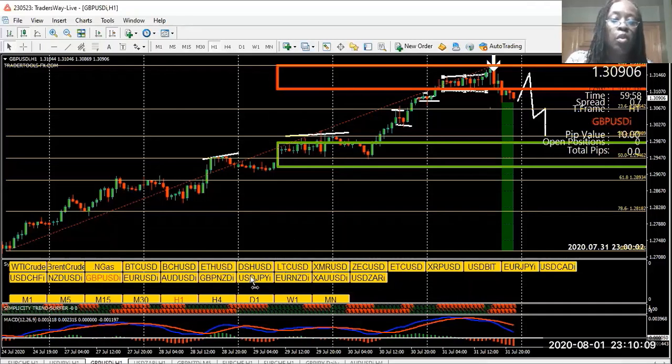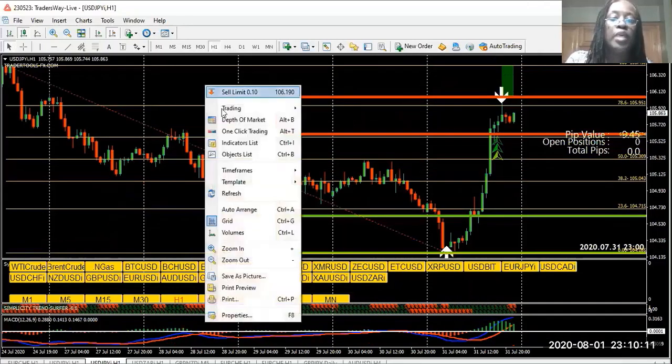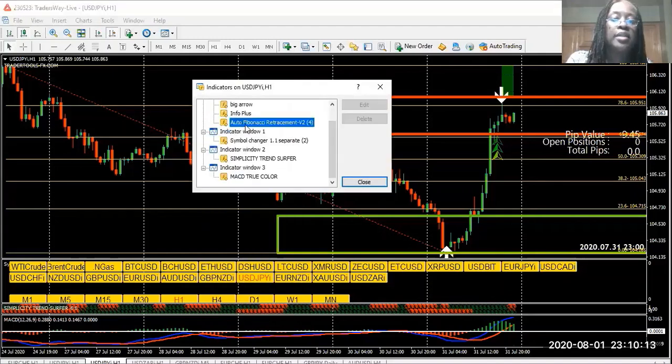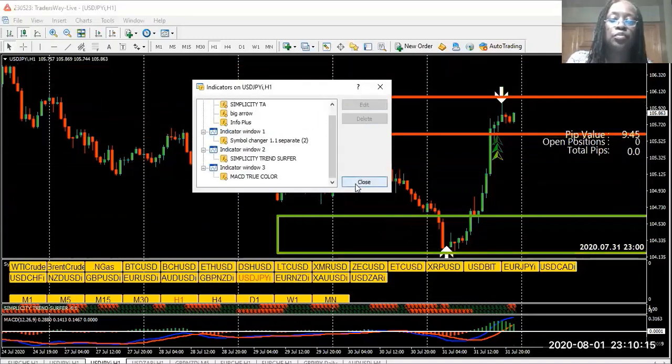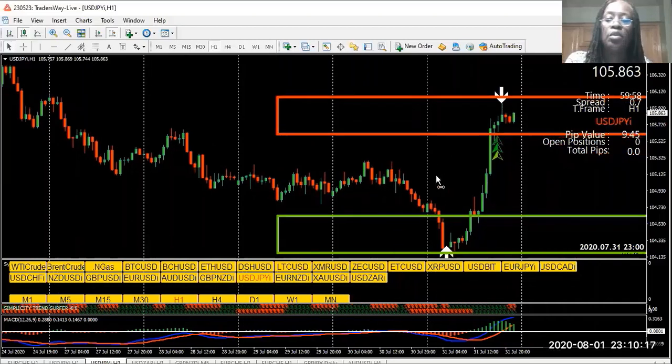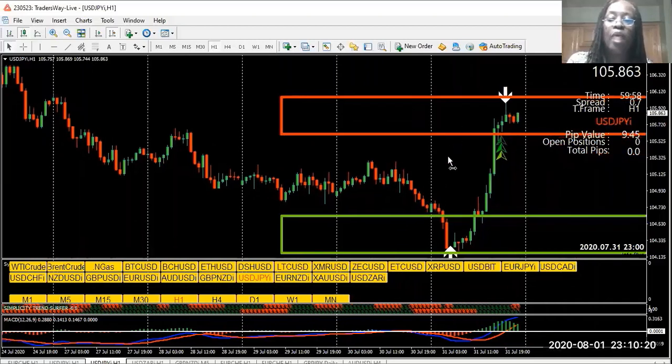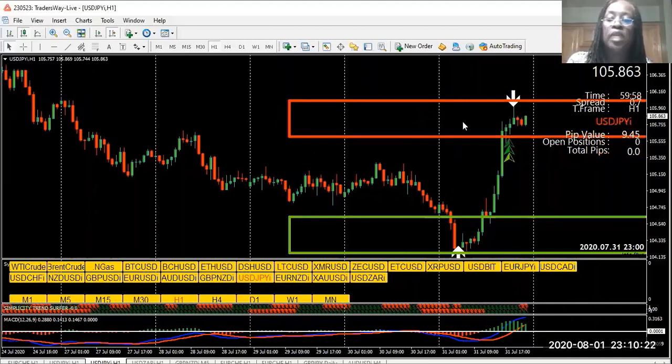I'm going to do one more, and that's going to be USDJPY. Let's go ahead and take our fib off. Okay, so again, where's price? Price is in our supply zone, in the sell zone, right? And right now, it's not ready yet. So let's look at structure. Let's go ahead and identify some structure, right?